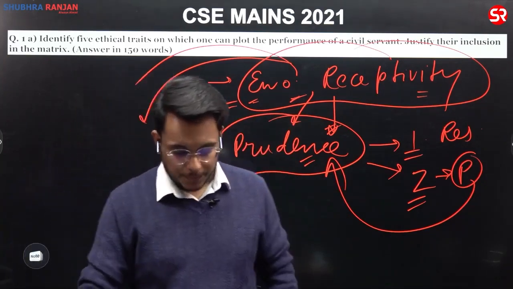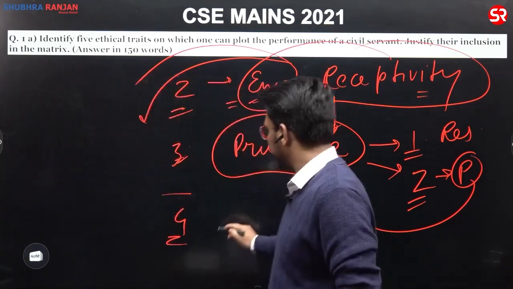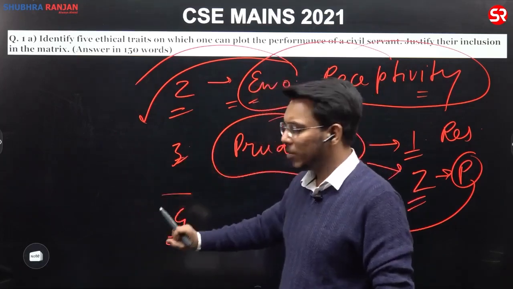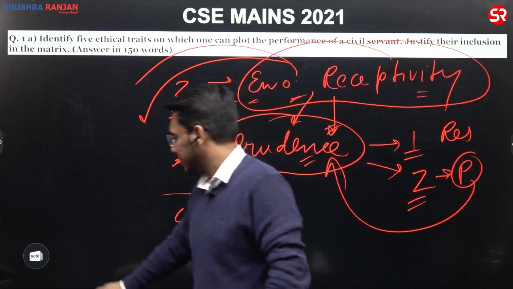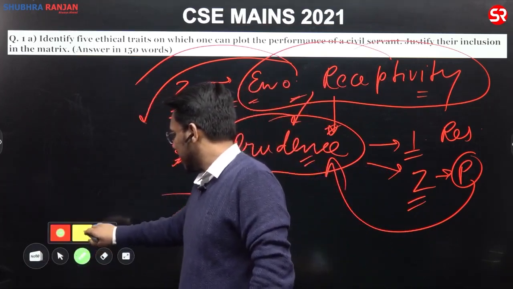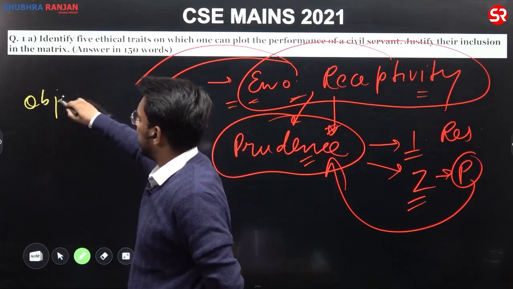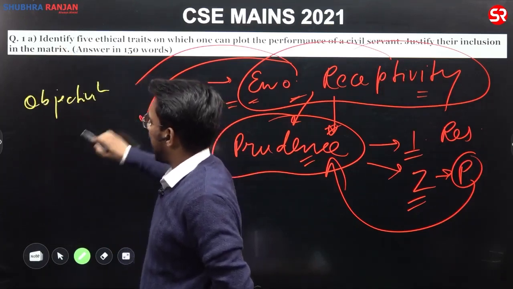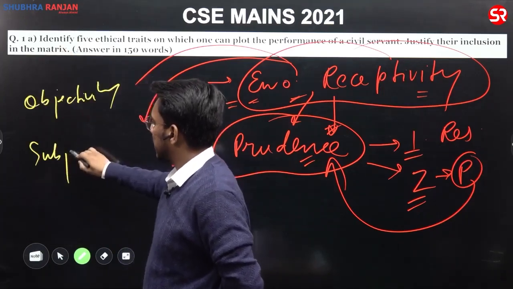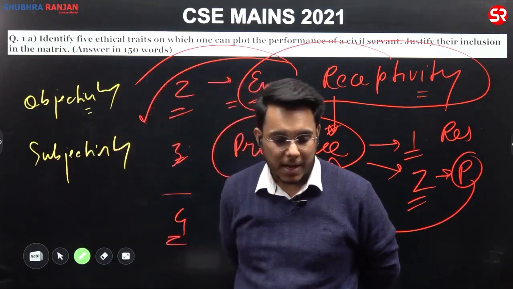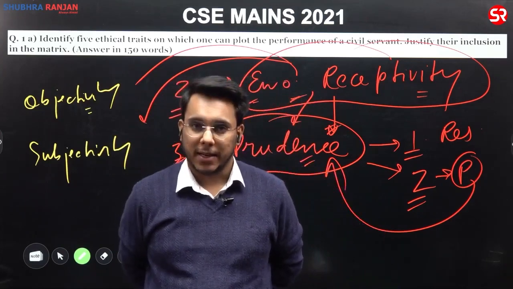Then the fourth trait that will be there, okay, it needs to be. Now see, before moving to the fourth trait, I need to talk about one particular concept. See this thing. There are two things: one is objectivity and the other is subjectivity. Objectivity and subjectivity.